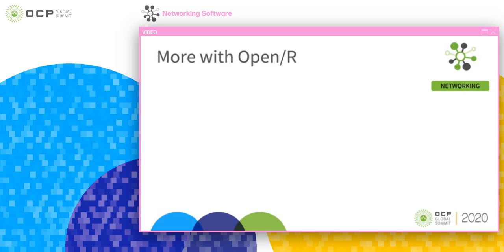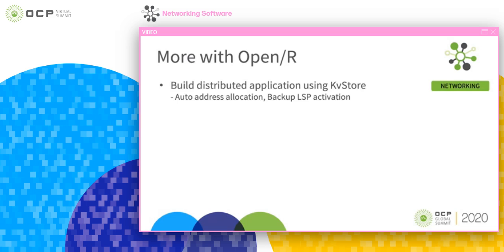As we have seen so far, OpenR performs the function of an IGP. However, this modular design allows us to do much more than just IGP routing. It allows various distributed applications to be built on top of KBstore. KBstore offers a data synchronization mechanism across the nodes. We built a few applications, such as auto address allocation: when a node joins the network, it allocates an address for itself from a bigger block.